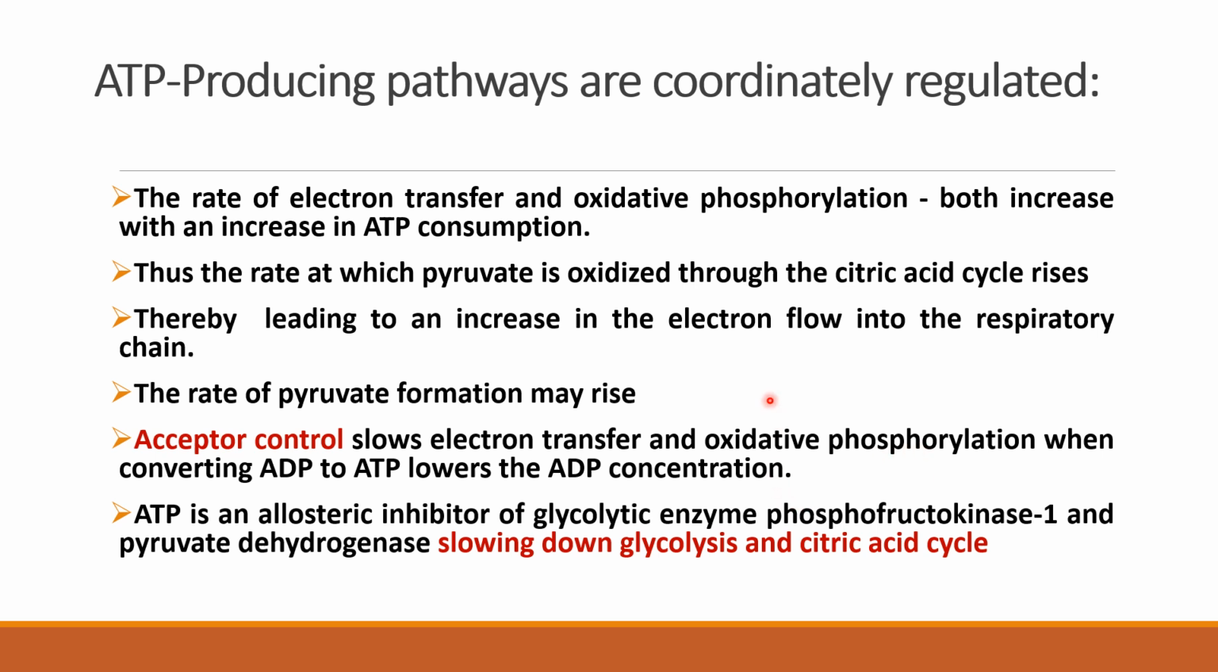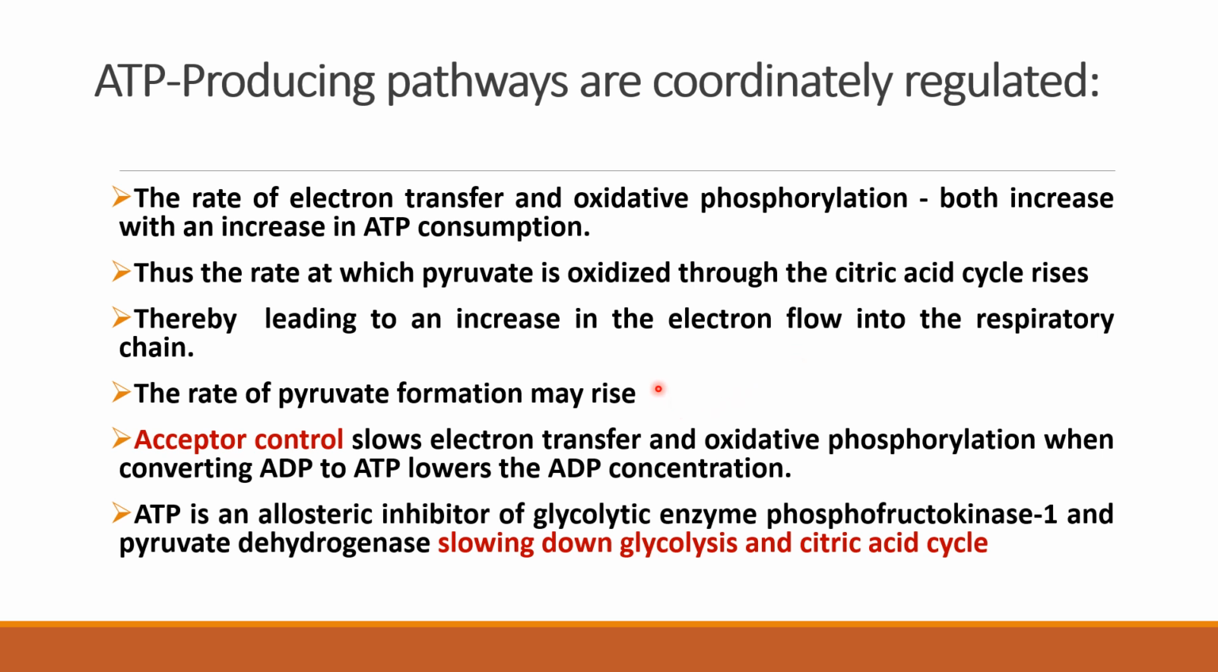The rate of electron transfer and oxidative phosphorylation, both their rates, increase with an increase in ATP consumption. You know that the end product of oxidative phosphorylation is ADP. If the end product is consumed, obviously these previous reactions will be continuously operating. So the rate at which pyruvate is oxidized through the citric acid cycle will also increase because ATP is consumed. Obviously from glucose to pyruvate, and pyruvate to the citric acid cycle, this speed also increases. And this in turn will lead to an increase in electron flow into the respiratory chain.